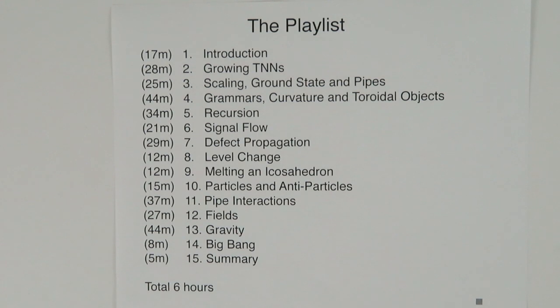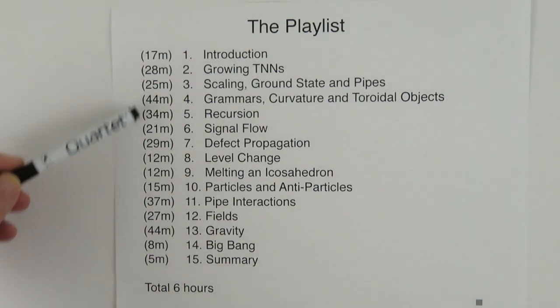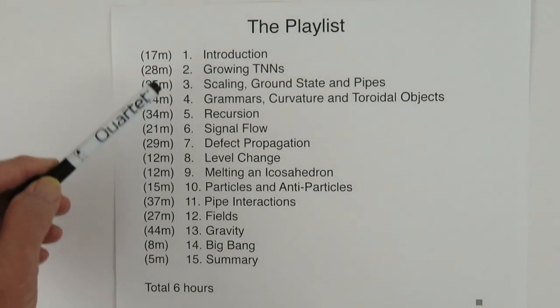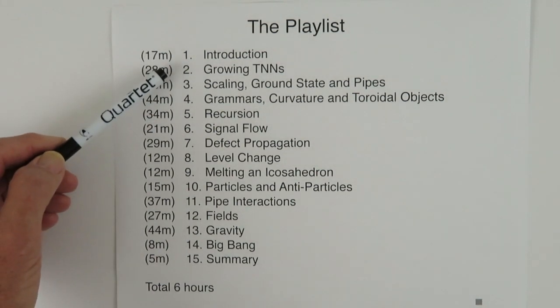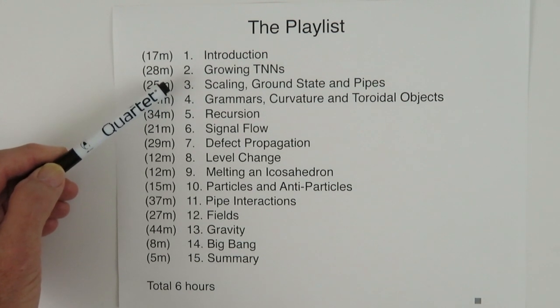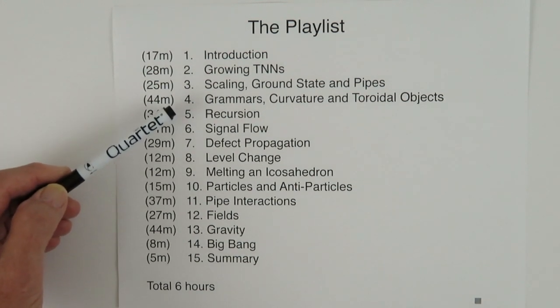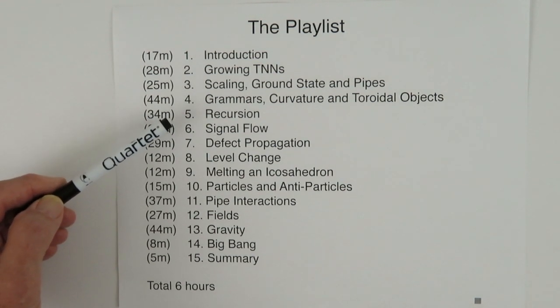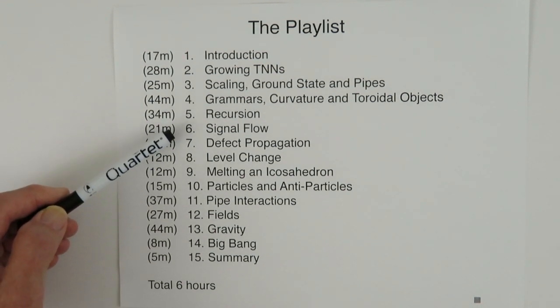In the end, there are 15 videos that take altogether about 6 hours. I've listed the times for each video on the left. The first video is an introduction. The second one is on growing triangular neighborhood networks. The third is on scaling the ground state and pipes. Fourth is on grammar, curvature, and toroidal objects. The fifth is on recursion. Sixth is on signal flow.